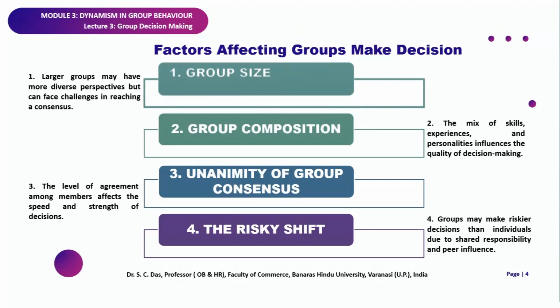Now, the risky shift, what is it exactly? Basically, the fourth factor: groups may make riskier decisions than individuals due to shared responsibility and peer influence. What exactly does it mean, basically?